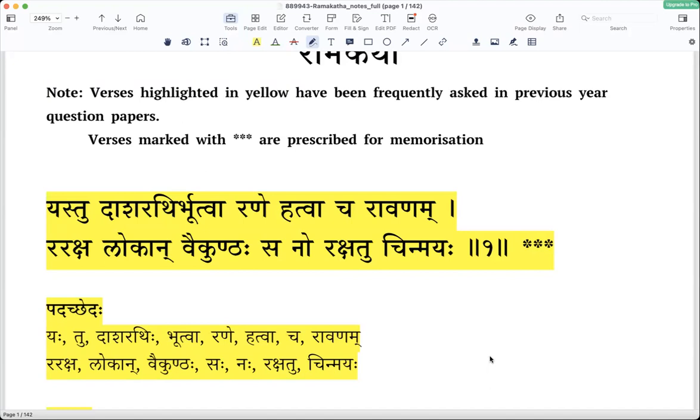Okay. Rane hatva cha Ravanam raraksha lokan Vaikuntaha, saha naha rakshatu chinmayaha iti. So, atra tu saha naha rakshatu. Saha Vaikuntaha naha rakshatu. Saha chinmayaha Vaikuntaha naha rakshatu. Okay. So, naha means aham, avam, vayam, maam, avam, asman, naha. So, dvitiya bahuvachanam. So, may he protect us. May that Vaikuntaha who is chinmaya protect us.